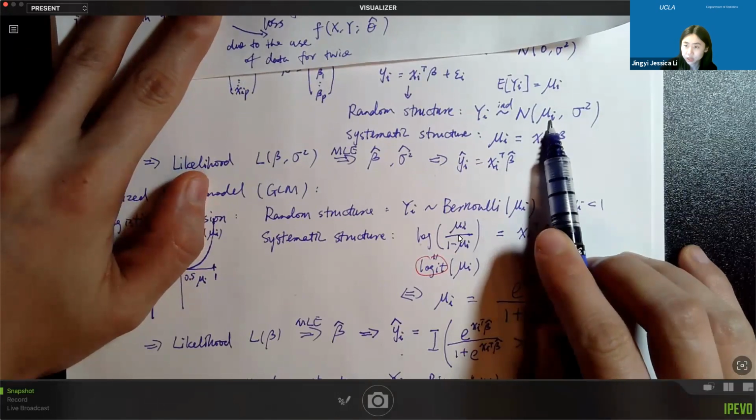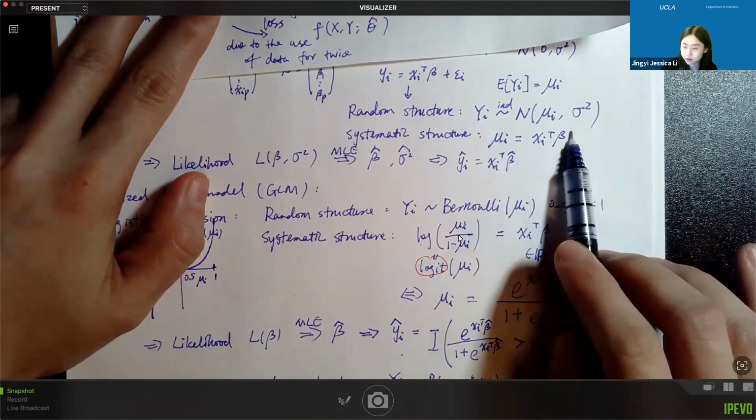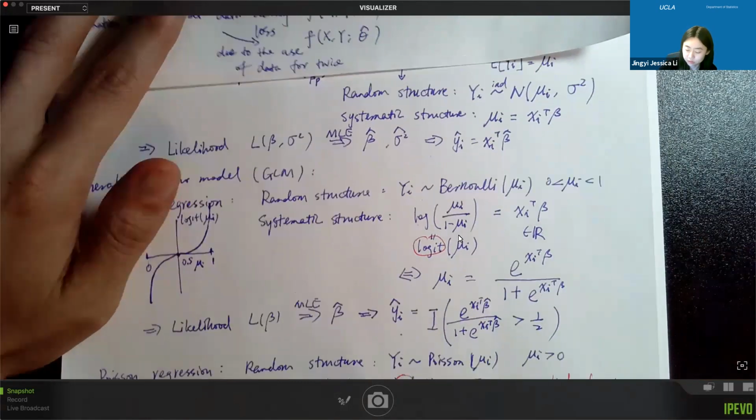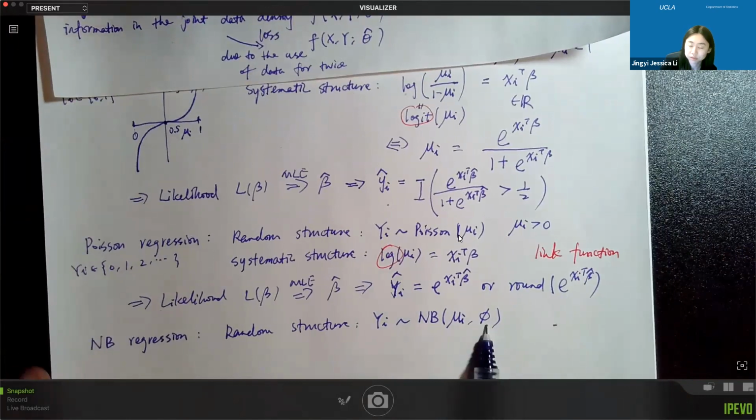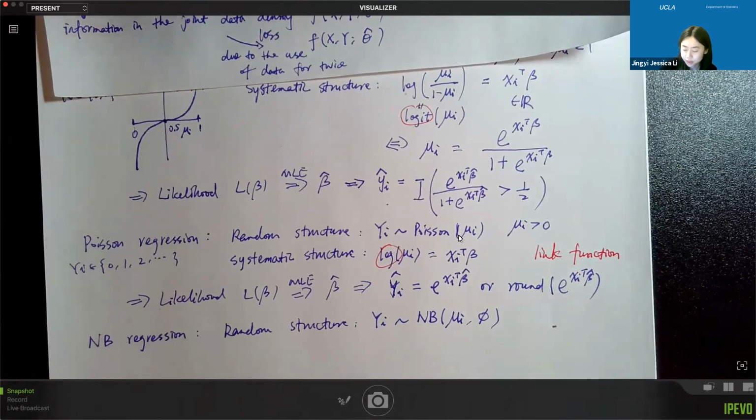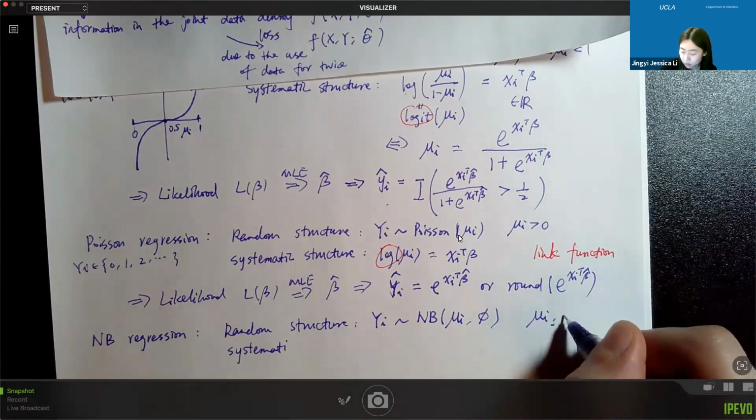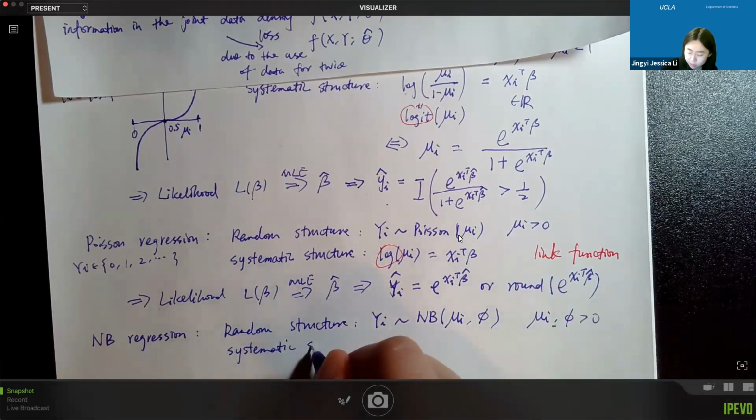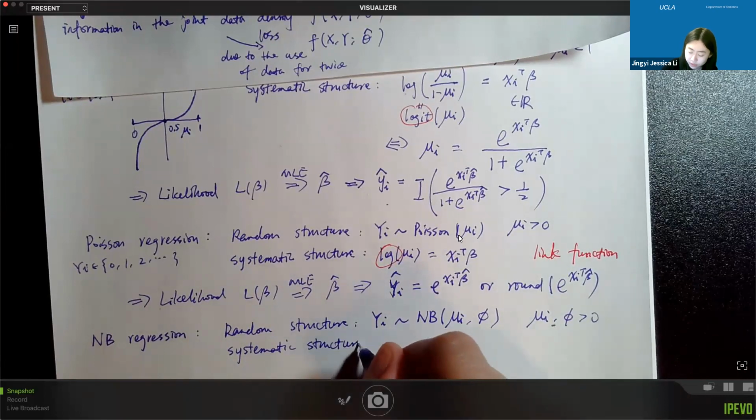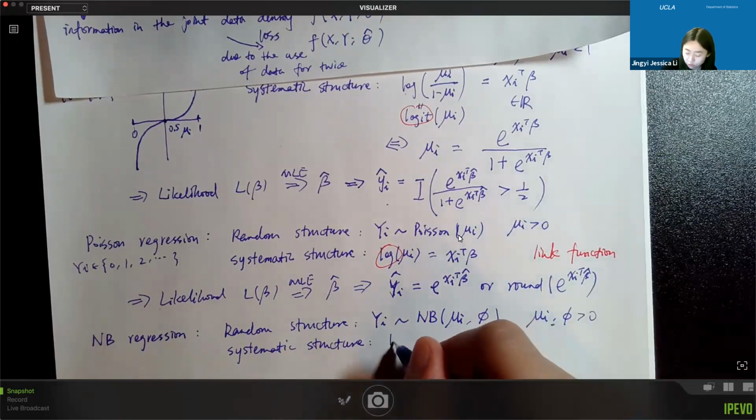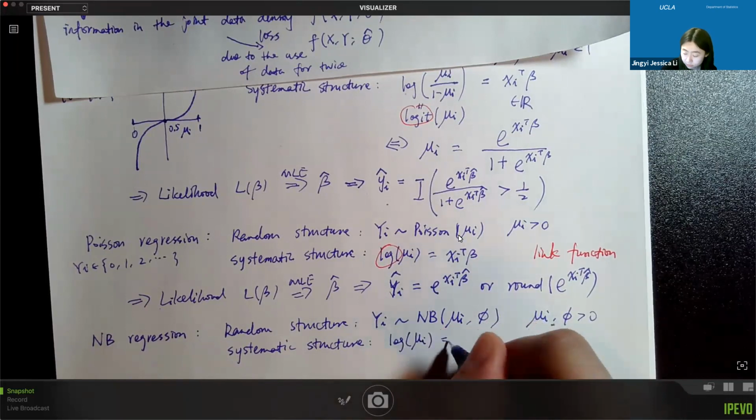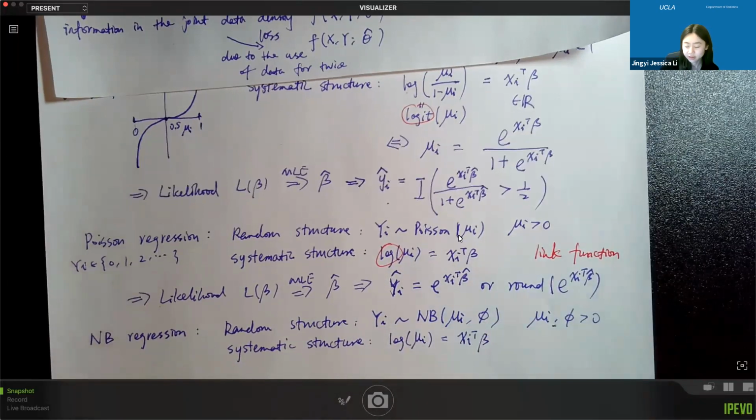just as what we have for the linear model. You see that we assume each response has its own mean mu i, but all the responses share the same variance sigma squared. So that can reduce the number of parameters. And here it is the same. They share the same dispersion, but they have different means. And the systematic structure is the same as Poisson, because here mu i is also positive. So to make its range match a linear function of features, we do a log transformation. Okay, and everything follows. So that's negative binomial regression.